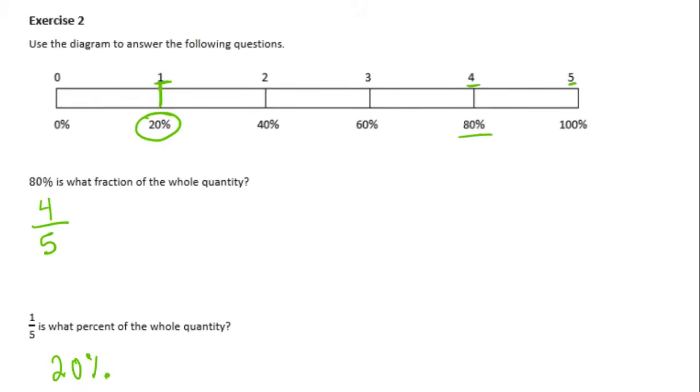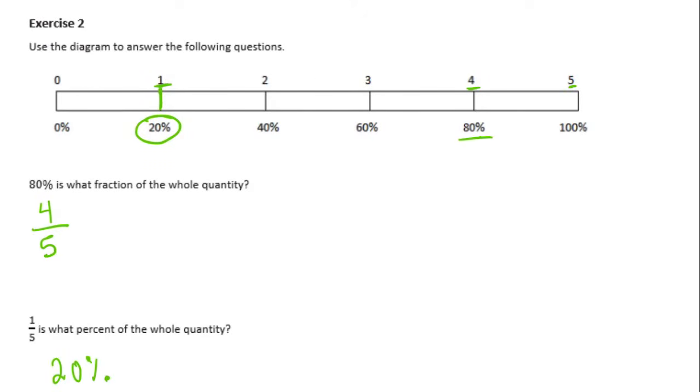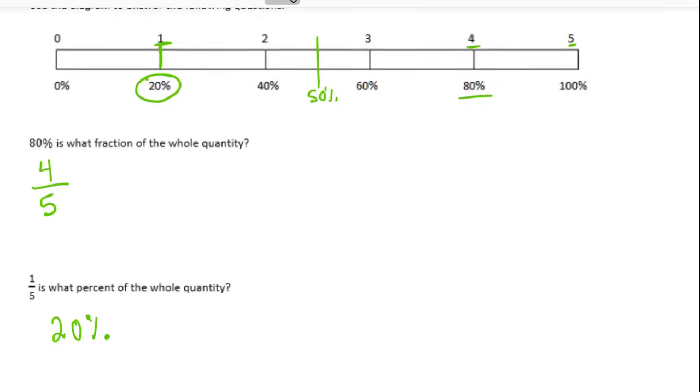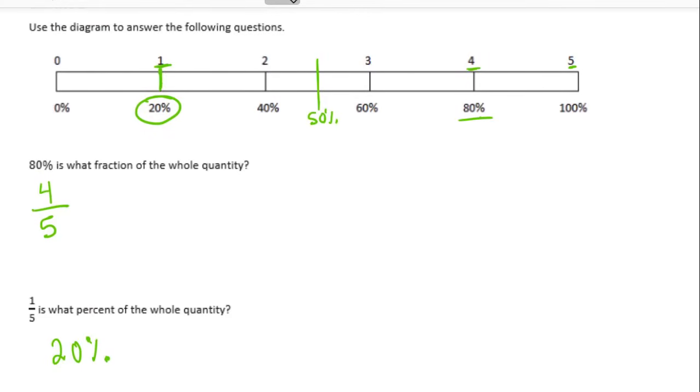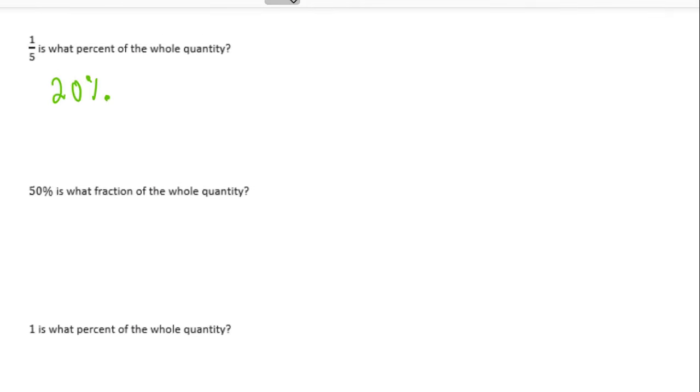And 50% is what fraction of the whole quantity? So 50% isn't on here. 50% would be right in the middle of 40 and 60. So we want to know right here, right in the middle of 2 and 3, would be 2.5. So 50% is what fraction? Well, we would have 2.5 out of the total 5, but we don't really want that as a fraction.